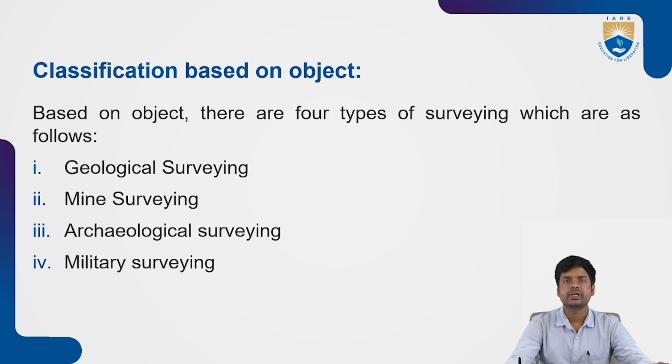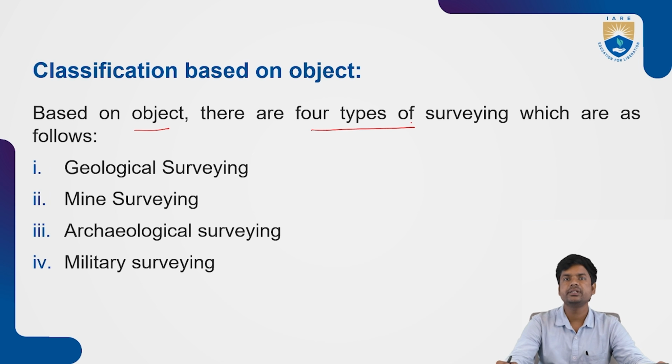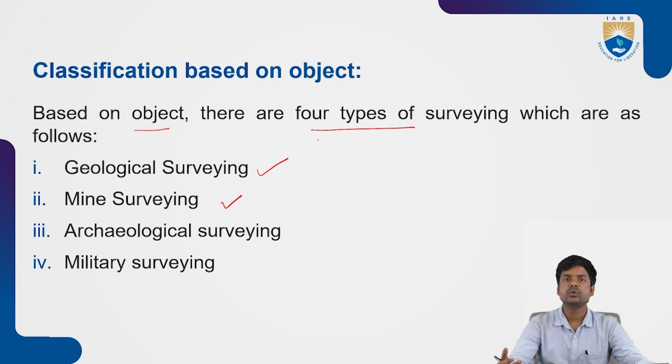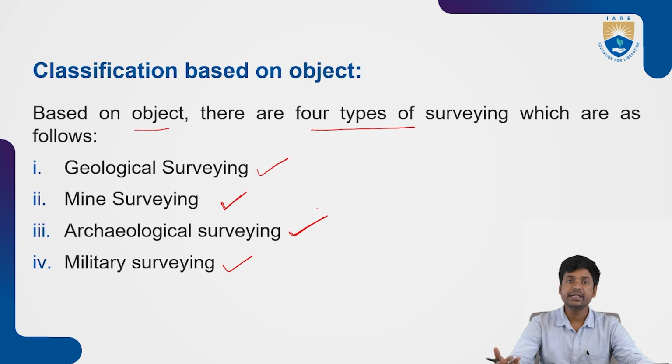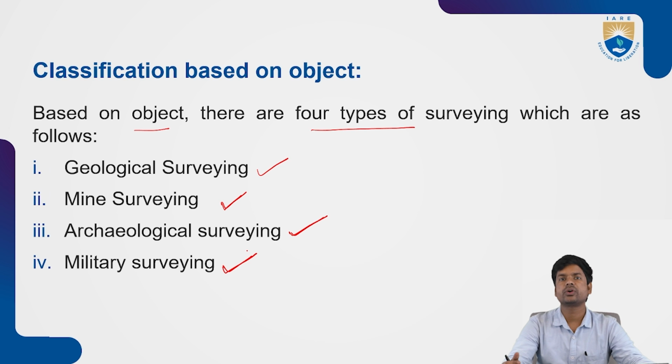The next one, classification based upon the object used. Based upon the object, there are four types of surveying, which are as follows. The first one is geological surveying, as we discussed in the first lecture, and mine surveying. In geological surveying, we include the details of minerals. And next one, mine surveying. And next, archaeological surveying and military surveying. In archaeological surveying, we represent the details of ancient structures. And military surveying is where we locate the details of the defense system in our particular area.